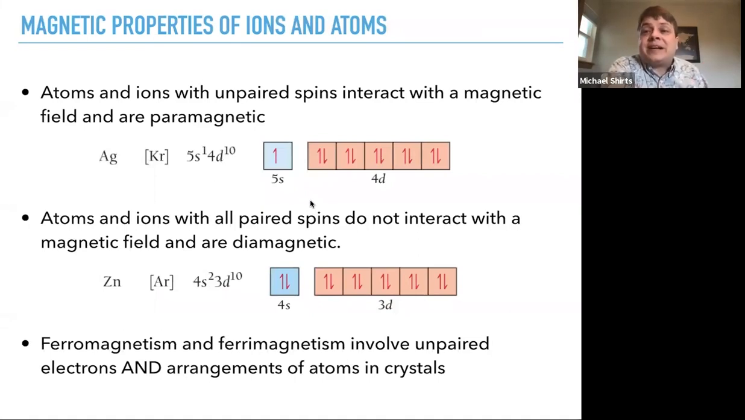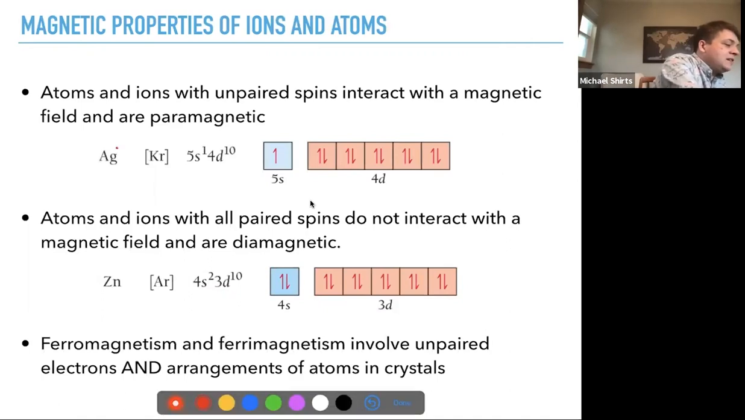It does not interact with the magnetic field, because if you have a surplus of spin, an extra +1/2 or -1/2, then the angular momentum that's associated with that spin will interact with magnets. However, if we have Ag plus, then the 5s electron goes away, and that will be diamagnetic. So the atom is paramagnetic, and the ion is diamagnetic.